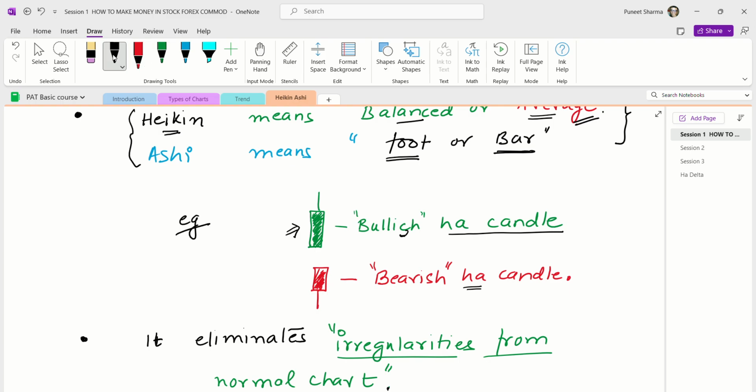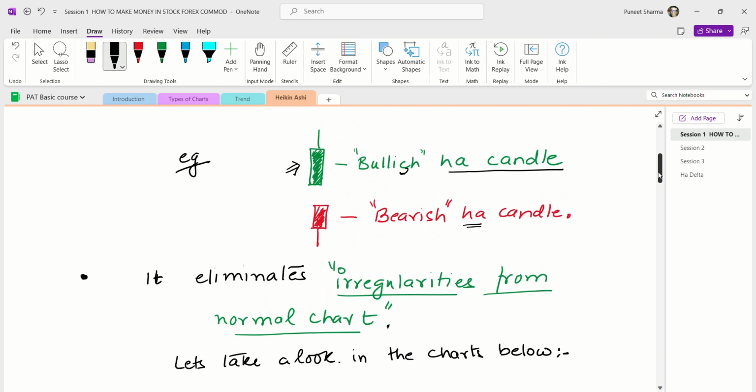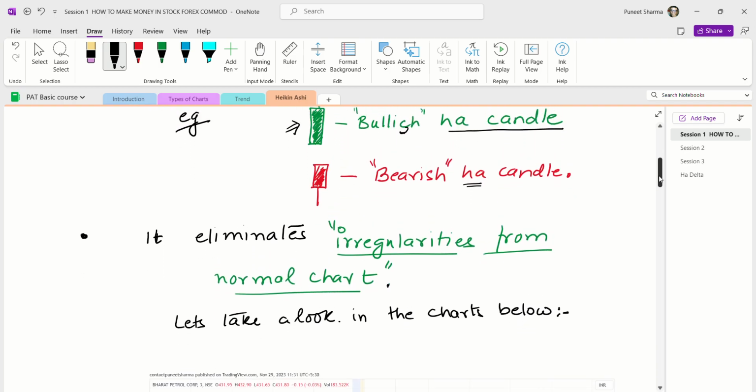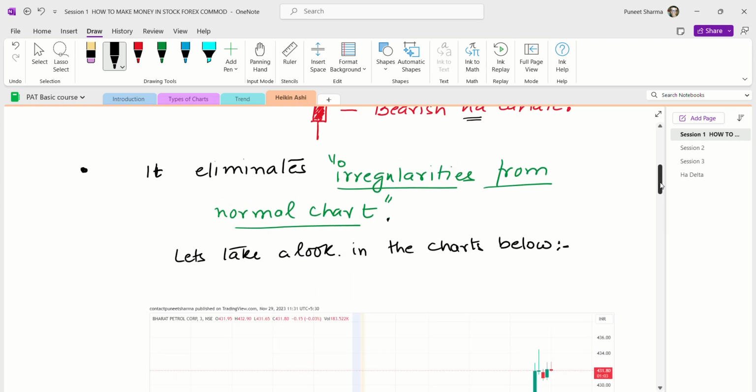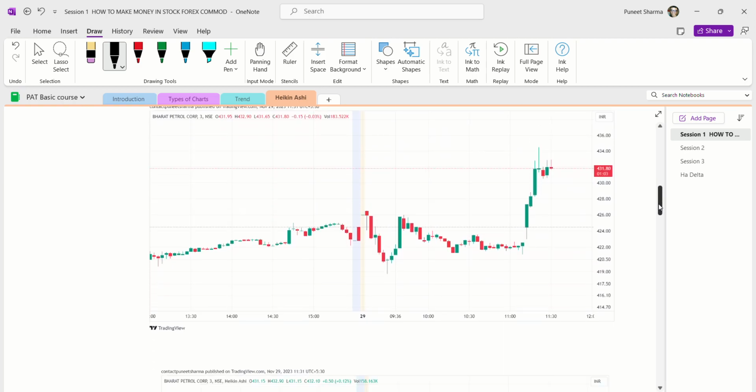Now, the question is, why do we talk about Heikin candlesticks or the Heikin chart as a better alternative to a candlestick chart, or why should we use a Heikin chart? A Heikin chart smooths a lot of irregularities which a normal chart does not. So let us look at these differences and then try to conclude how it smooths these irregularities.